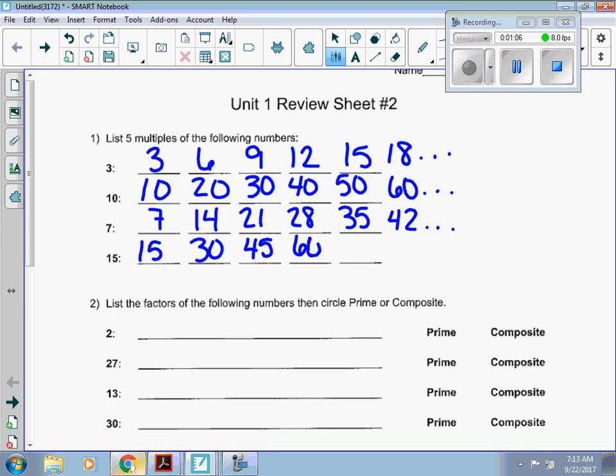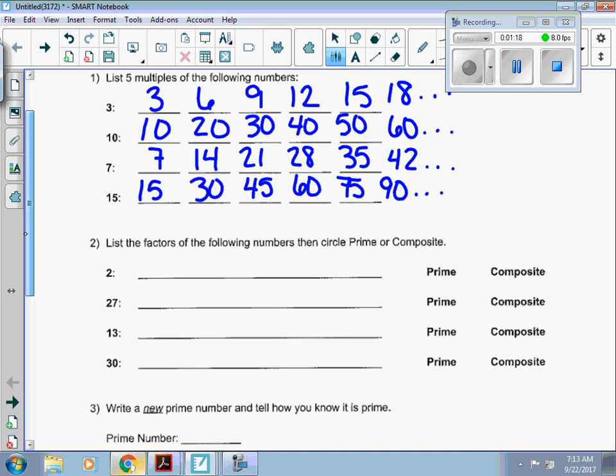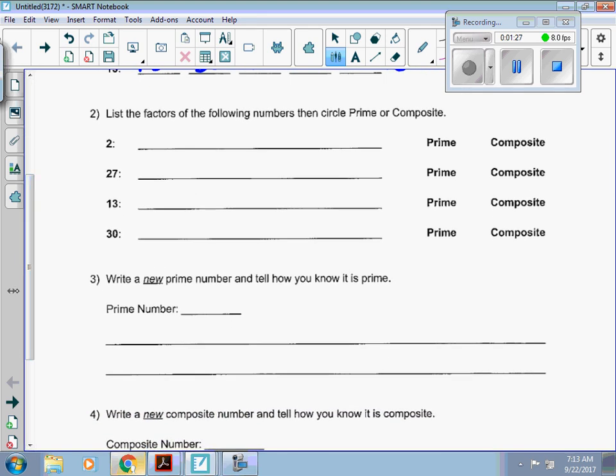45, 60, 75, 90, and so on. Remember, multiples are the bigger numbers. Multiply, see that multiply? You have to multiply this to get to a multiple. Number 2 is the factors.